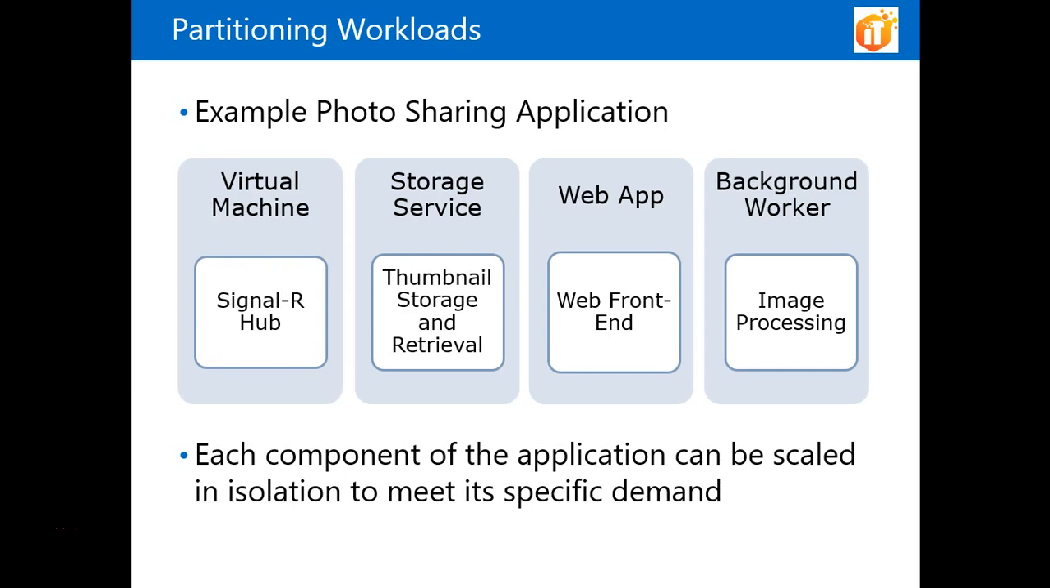So you have your virtual machine which is running your SignalR hub. You have a storage service which stores your thumbnail. You have web apps, which is your front-end application that the user is accessing, and you have a background worker, which is processing your image, which is getting stored in the storage account. So each component of the application can be scaled in isolation to meet its specific demand. So it is totally moving from the monolithic structure to a more modular and scalable architecture.